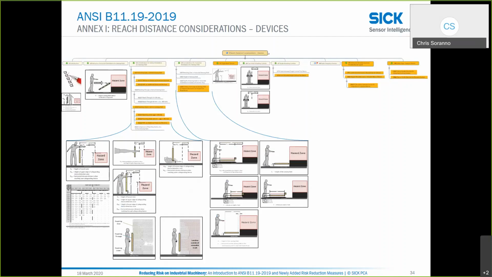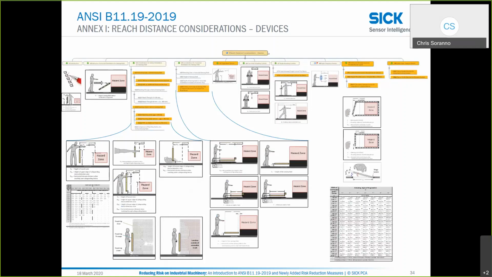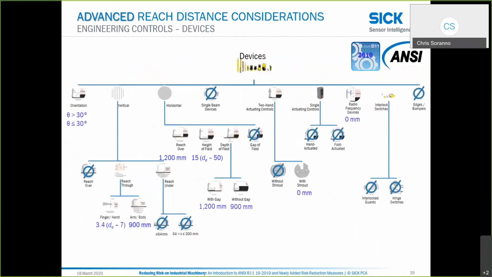Two-hand controls have always been there. Single actuating controls, we added guidance for distancing of foot actuated controls like foot pedals. RF devices have always been there. A lot of work went into interlocked guards, a very common application where people often don't necessarily consider the safety distance with the interlocking portion of the guard. And so a lot of guidance was put in there, as well as with pressure sensitive protective devices like safety edges and bumpers. So again, this is just a quick overview.